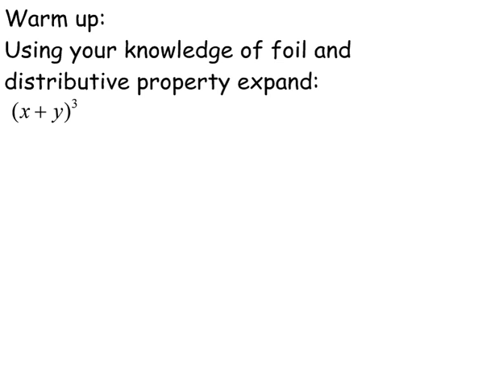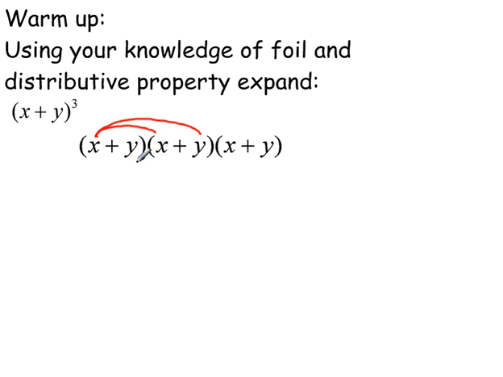By the way, FOIL is actually the distributive property, just so you know. So it says (x + y) to the third, and they want us to expand it. That's like multiplying (x + y) by itself 3 times. To start, we could FOIL out (x + y) times (x + y). So that's going to be first, outer, inner, last, and we get this.